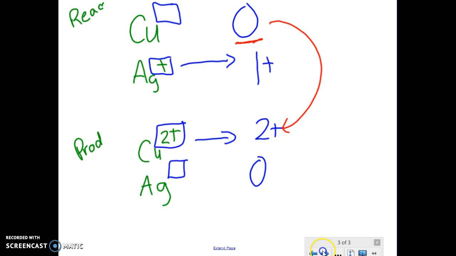So let's go back to our Bohr models. Copper is number 29, which means it has 29 protons and 29 electrons. How many of those electrons go into the first energy level? 2. Second? 8. So now we're up to 10. Next?